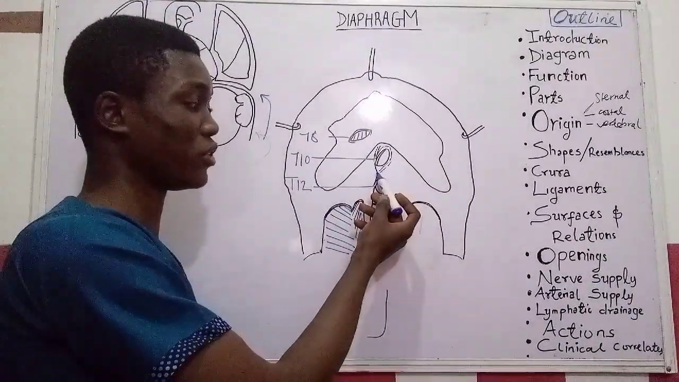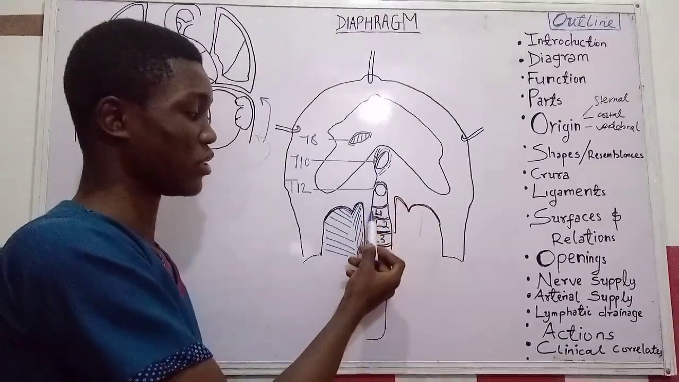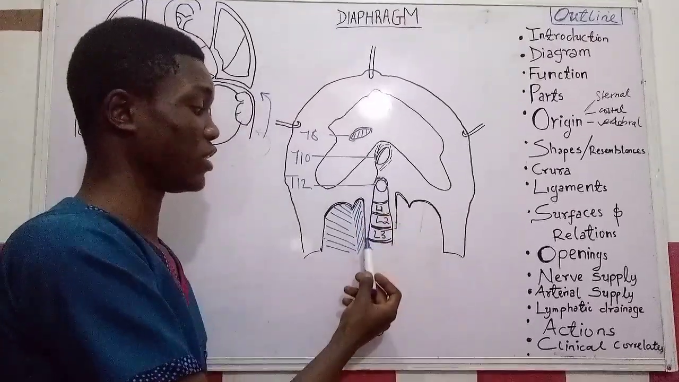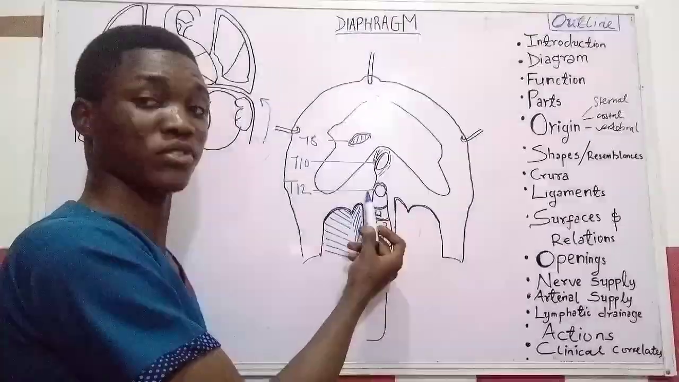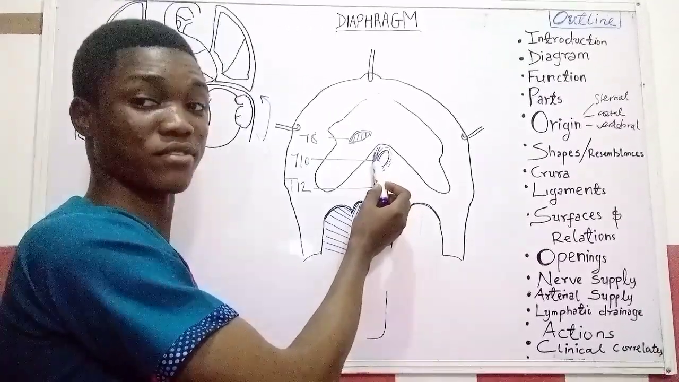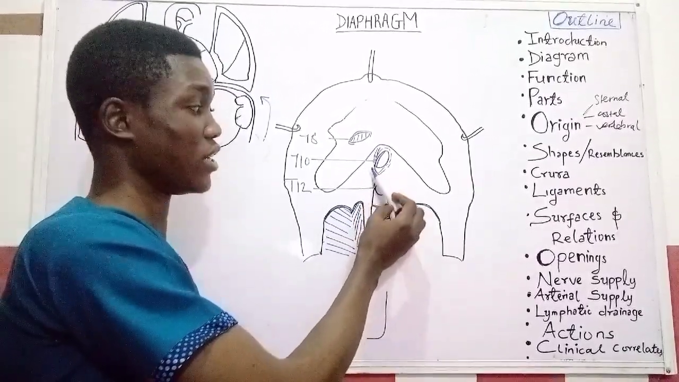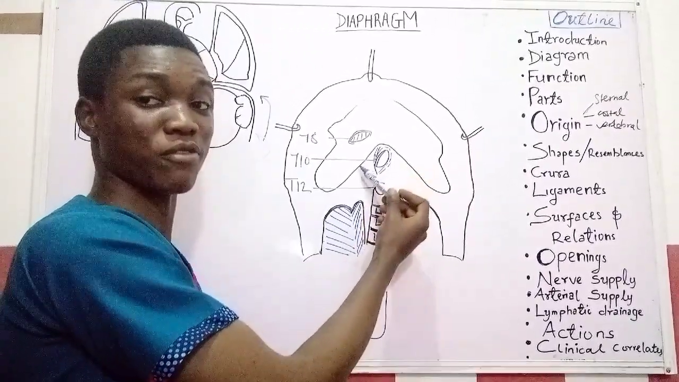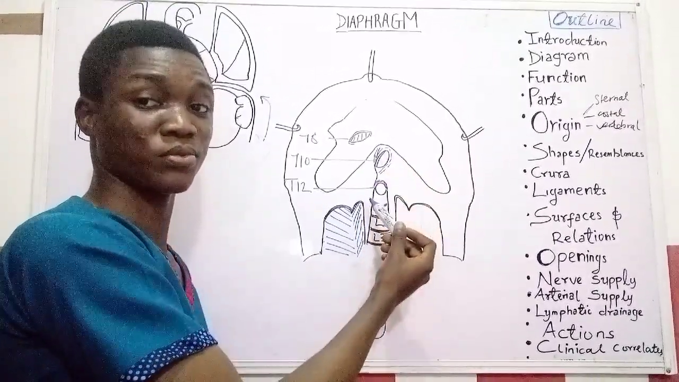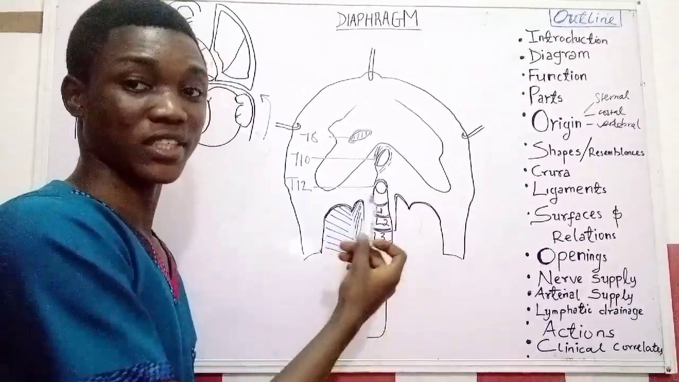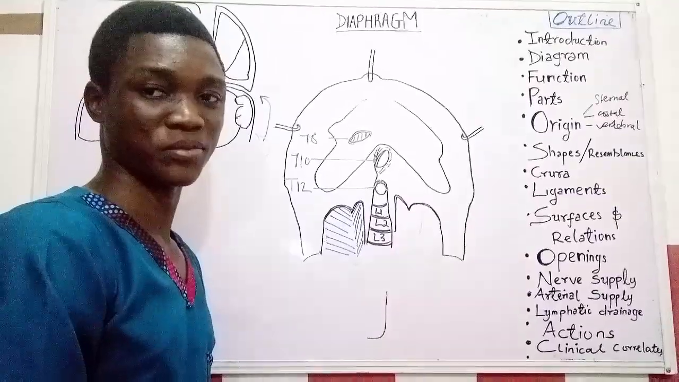for the esophageal opening, the medial margin of this right crus runs a bit upwards, some fibers from it run upwards and then join the left crus here, okay, thereby forming a sling-like loop which has a pinchcock effect on the esophageal opening.